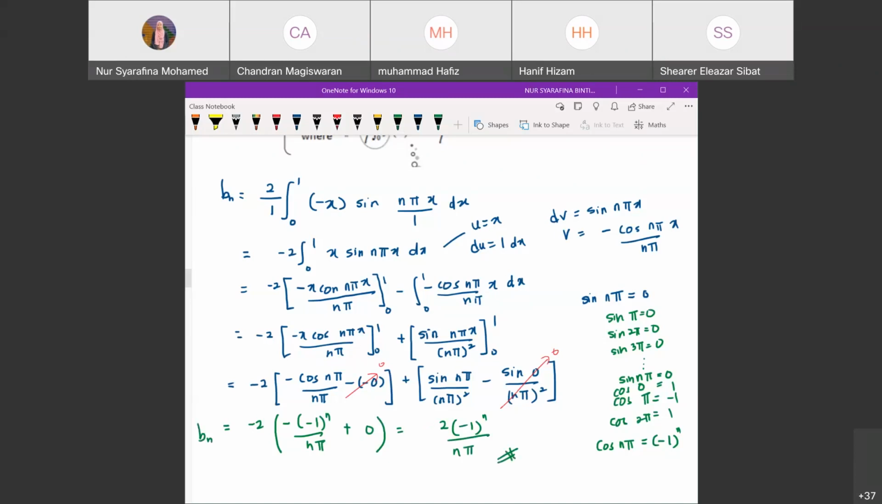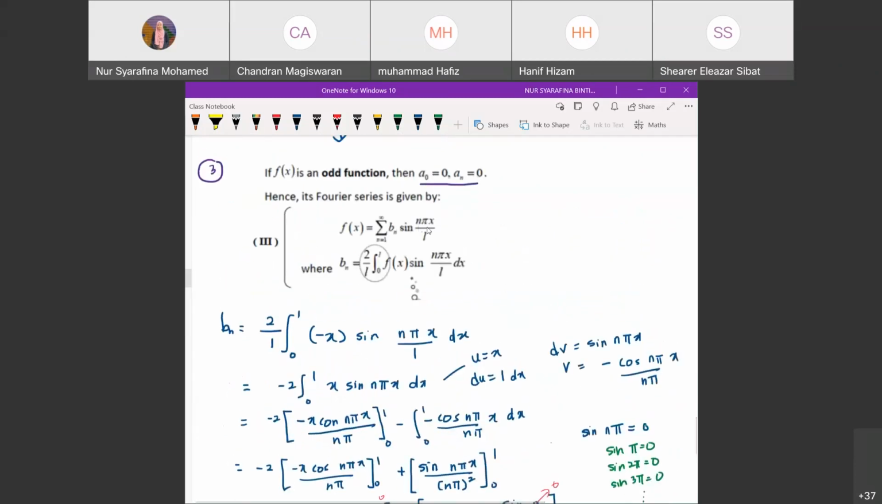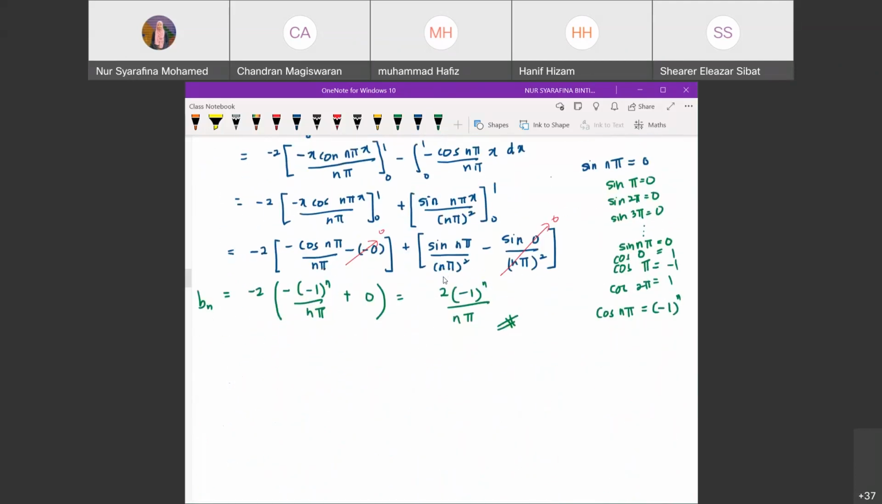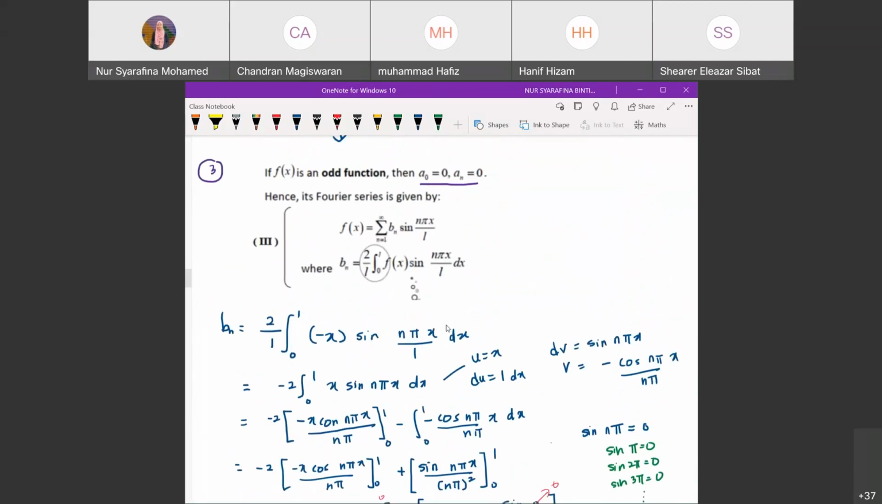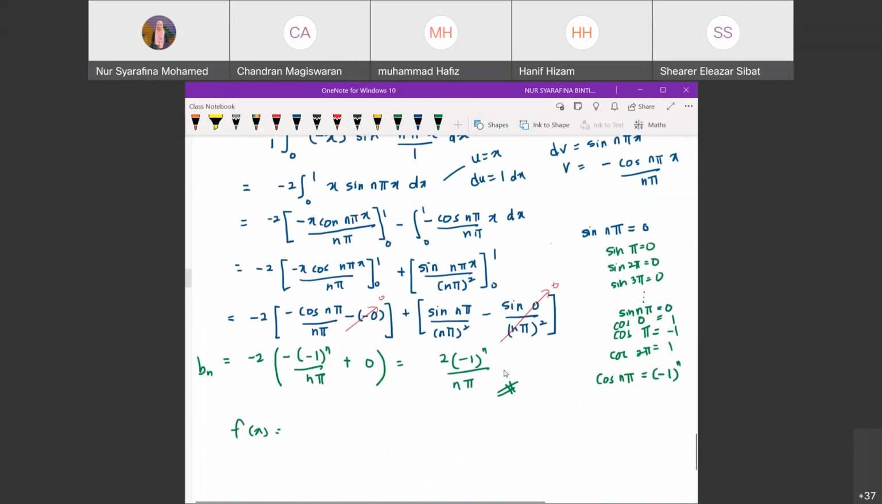Okay, remember it is a Fourier series. That's why we have n. Okay, it is a series of n. And remember that f(x) is the summation of n from 1 to infinity Bn sine n pi x over L. Now the Fourier series can be written as summation of Bn sine n pi x. So summation of Bn.